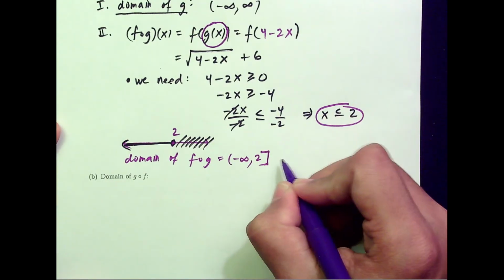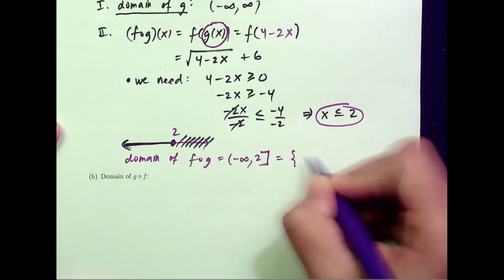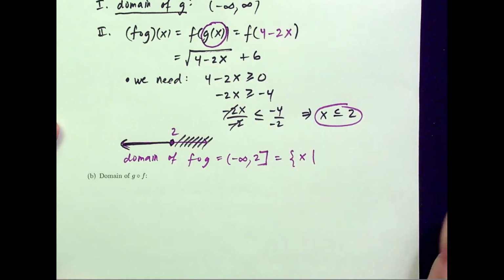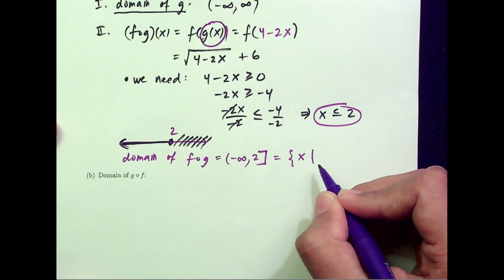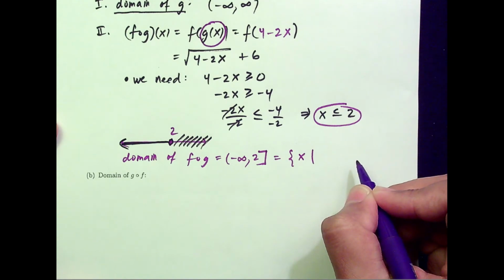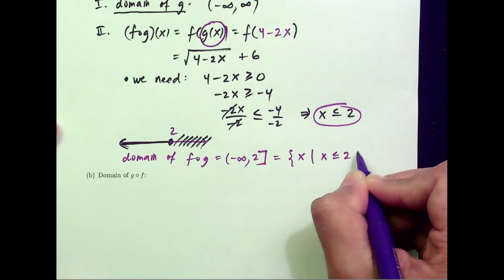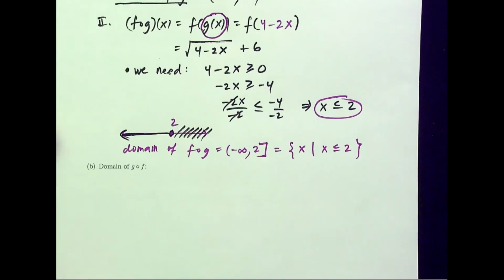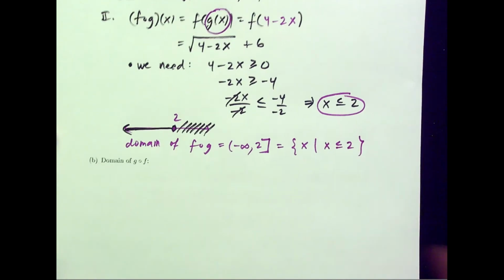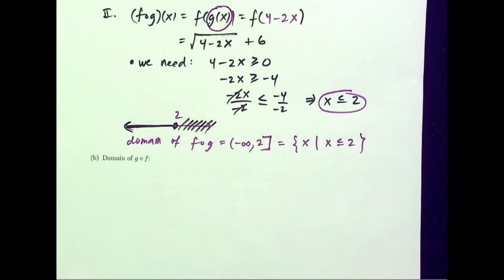That's in interval notation. In set builder notation, it's a set of all x's such that x is a real number, too long to write down, and x is less than or equal to 2. Alright, so that is it.